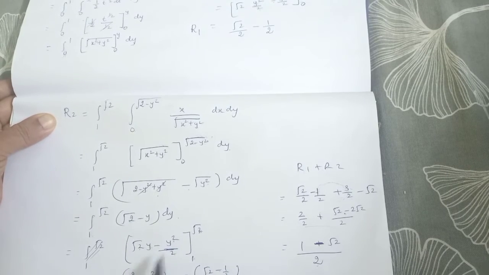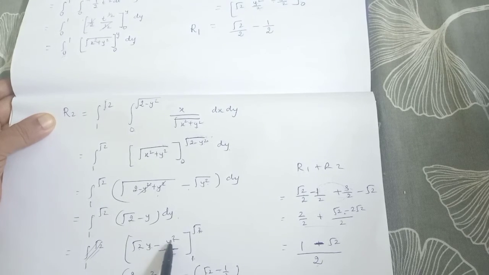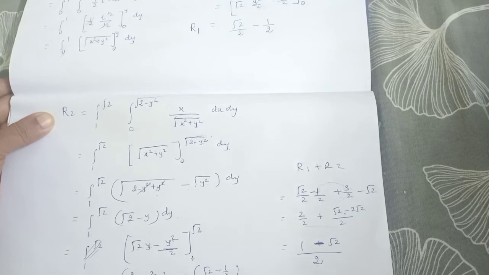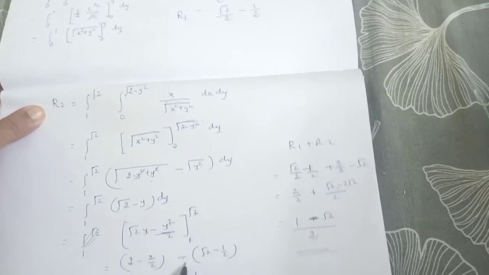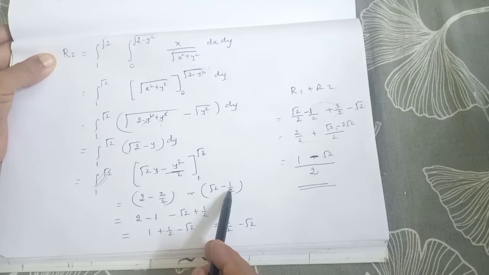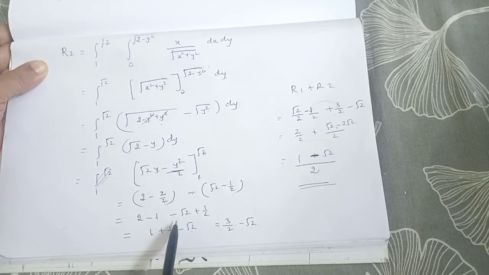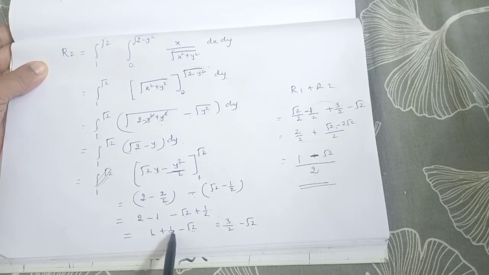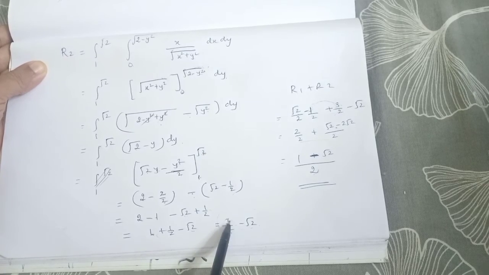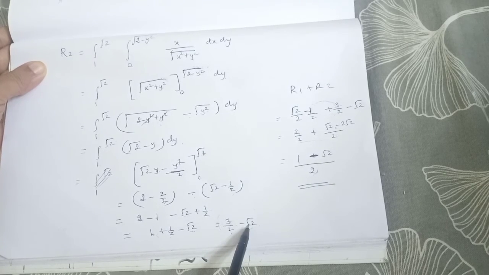Root 2 into root 2 is 2, root 2 square 2 by 2, minus lower limit 1. Root 2 minus 1 by 2. 2 by 2 is 1, minus root 2, minus into minus plus 1 by 2. 2 minus 1 is 1, plus 1 by 2 minus root 2. 1 plus half is 3 by 2 minus root 2.